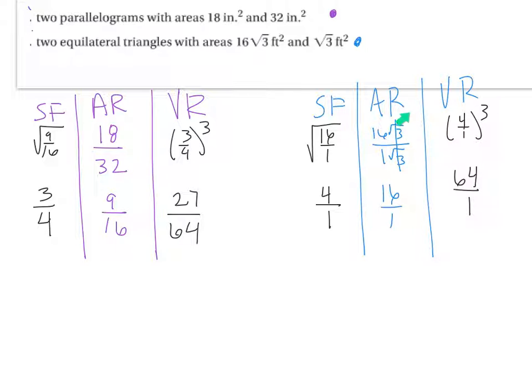Same thing here. These square root 3's cancel each other out. So when I wrote those over top of each other, I got 16 over 1. Square root of that would be 4 over 1, and cubing that would be 64 over 1.